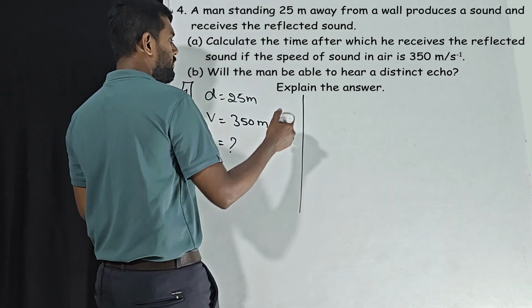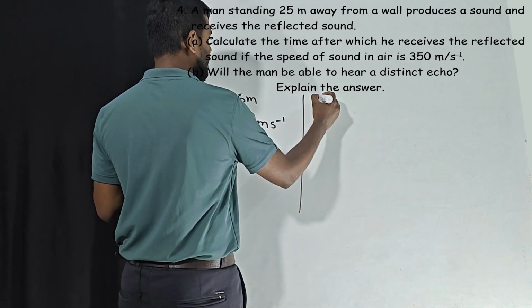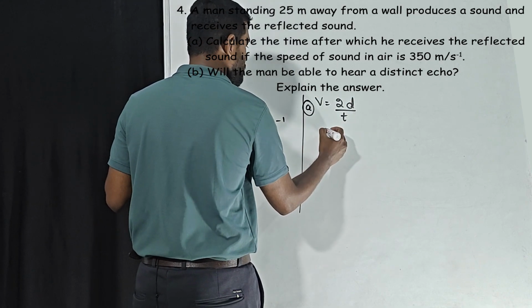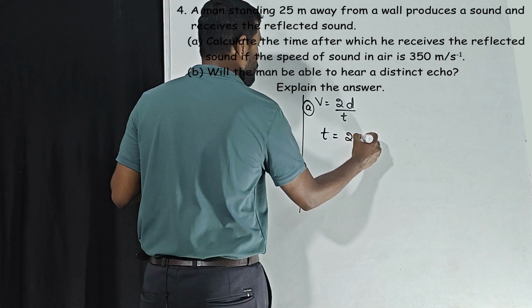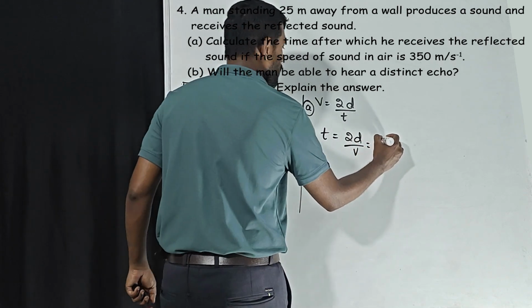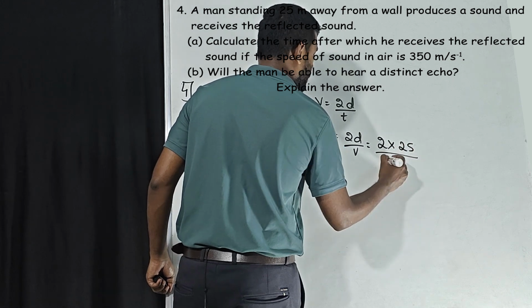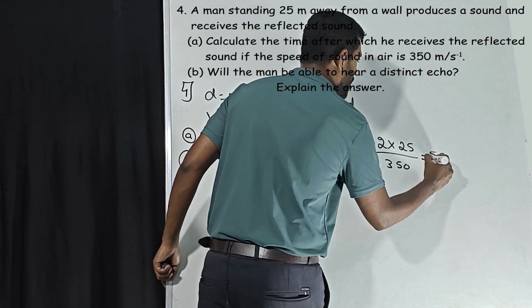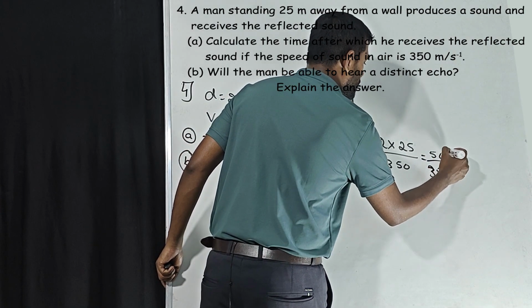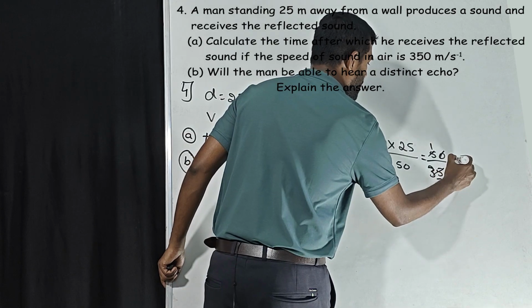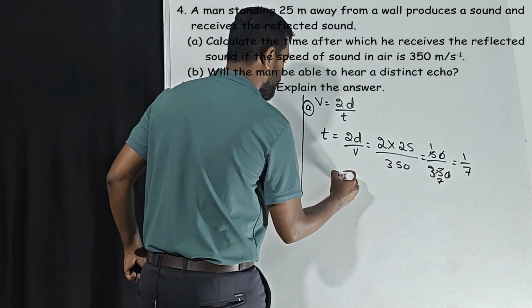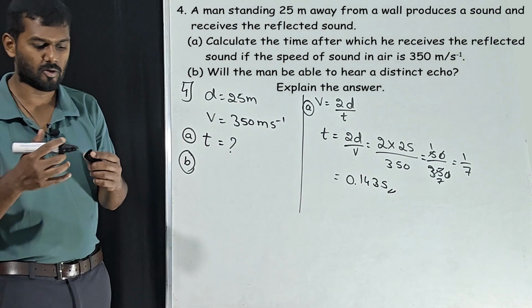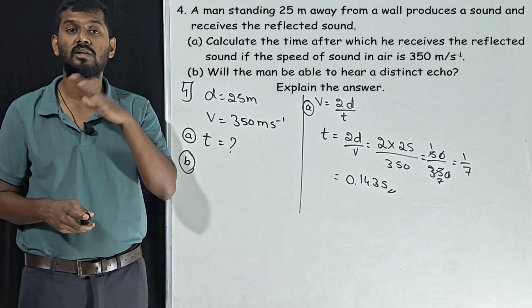So first we need to find the time. What is the original formula? Then we need to find T, right? So sending this T to that side, it will be 2D by V. Substitute the values: 2 into 25 divided by 350. So the answer will be 50 by 350. So 5 ones are 5, 5 sevens are 35, so 1 by 7 is nothing but 0.143 second.